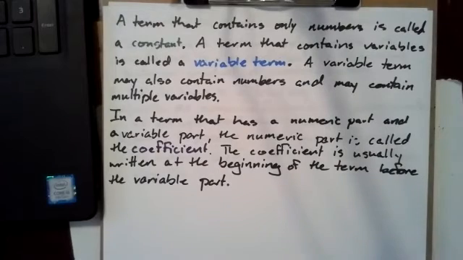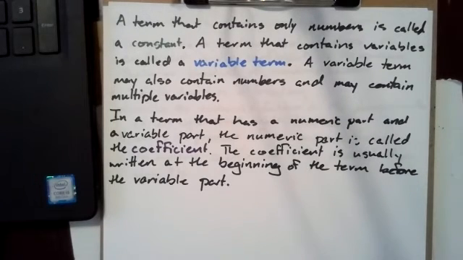A term that contains only numbers is called a constant. A term that contains variables is called a variable term. A variable term may also contain numbers and may contain multiple variables. In a term that has a numeric part and a variable part, the numeric part is called the coefficient. The coefficient is usually written at the beginning of the term before the variable part.